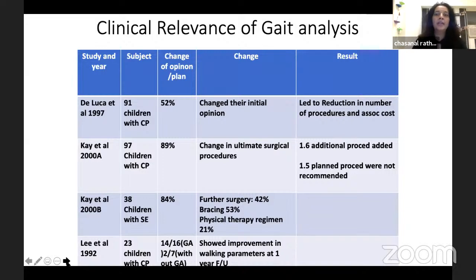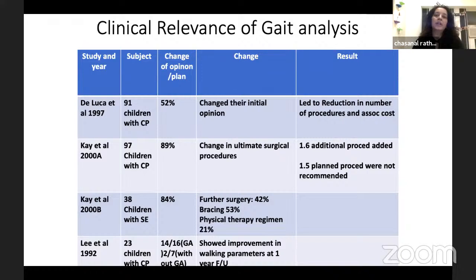So how does the clinical relevance of gait analysis look in the literature? There are various papers which talk about this, and they ask how the gait analysis actually changes things, or whether it makes any difference. And yes, it does make a lot of difference. Each of these papers has quoted the percentage difference which they found between the surgical plan made prior to a gait analysis and the surgical plan made post gait analysis.